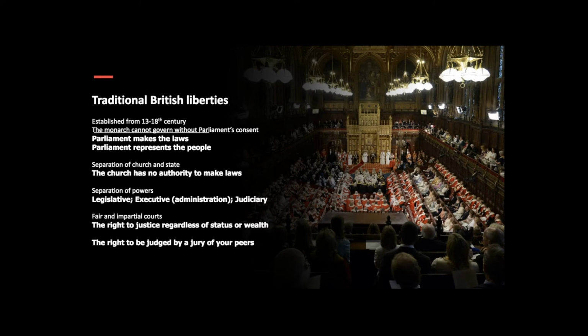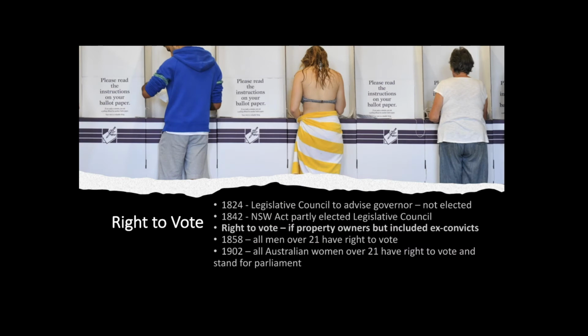There is a separation of powers that ensure a balance of rights and responsibilities. Courts are to be fair and impartial, with all citizens entitled to justice regardless of wealth. If you break the law, you have a right to be judged by your peers, by those equal to you in society. These are the principles which define political and civil structures that are shared with other so-called British settler societies. The right to vote is an essential component of parliamentary democracy.